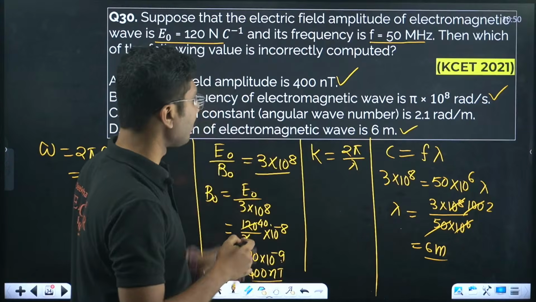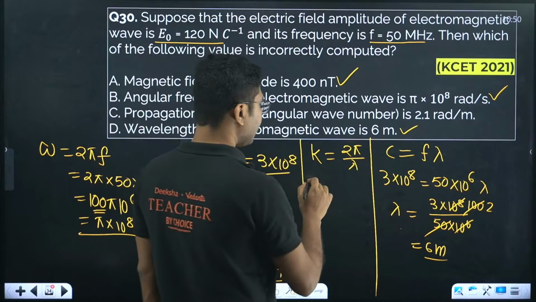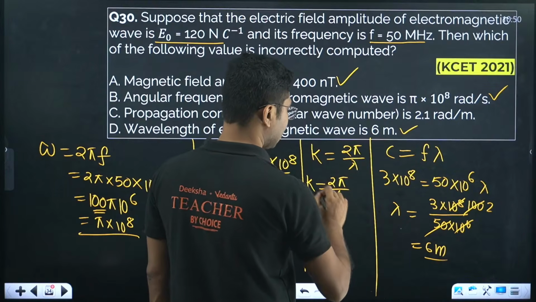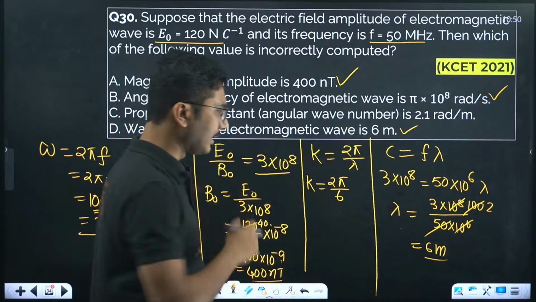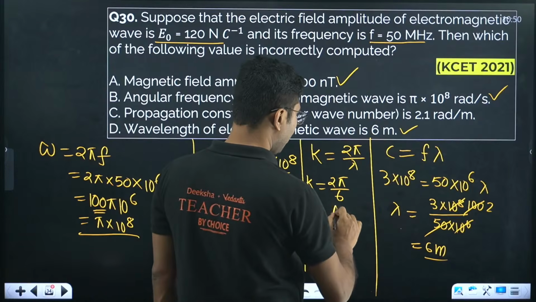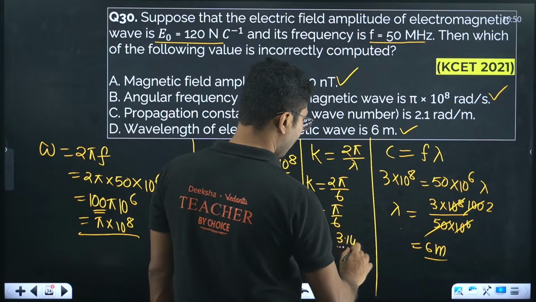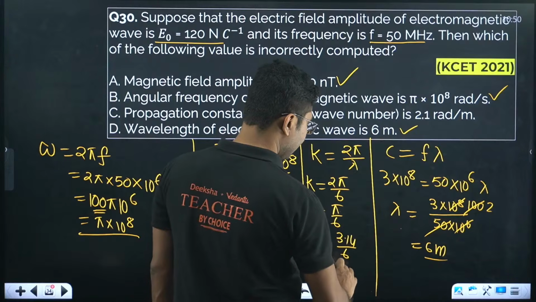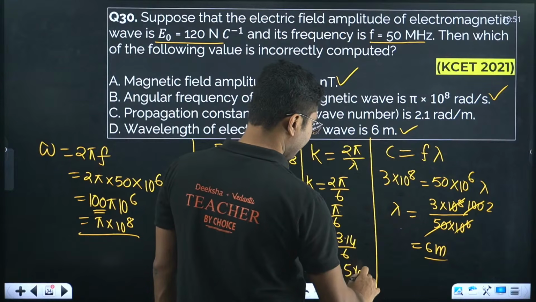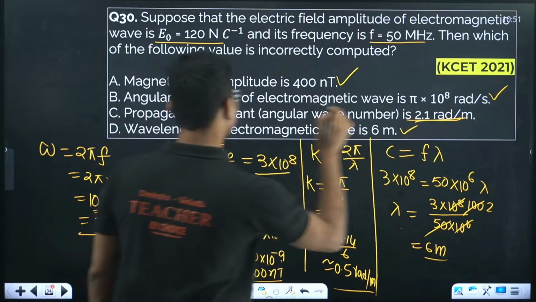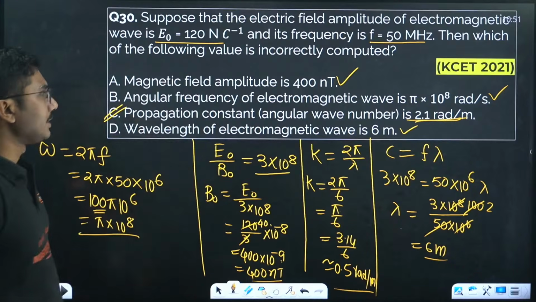So obviously this one is wrong. You can even calculate that K is 2 pi divided by 6, as the wavelength is now calculated. So it will be pi by 6, that is 3.14 by 6, approximately 0.5 radian per meter. So obviously 2.1 radian per meter is not correct. So this is correct, this is incorrect.